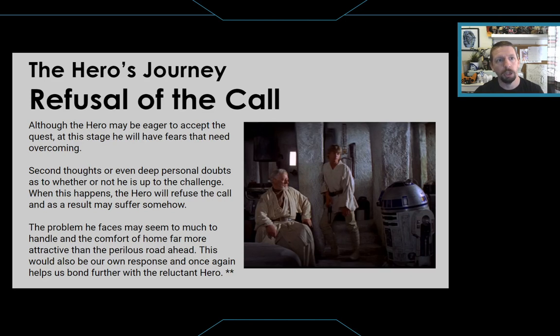Okay, so we've got our hero seeing this message, being taken out of his ordinary world and having this call to adventure, and then really being taken aback, saying, well, I don't know about this, I'm not sure about that, and not taking up the mantle initially. And you've got it there, second thoughts or even deep personal doubts as to whether or not he's up to the challenge. Is he ready for this?